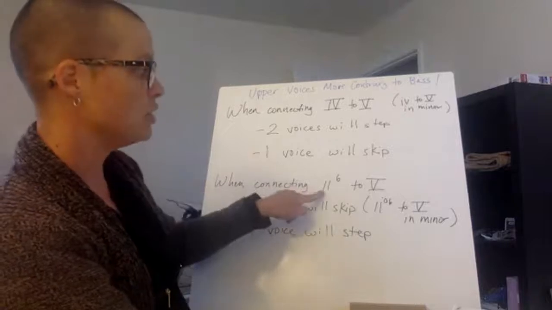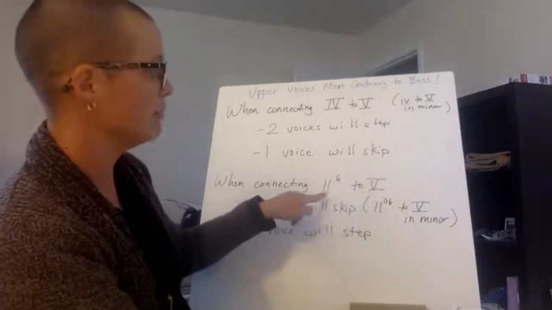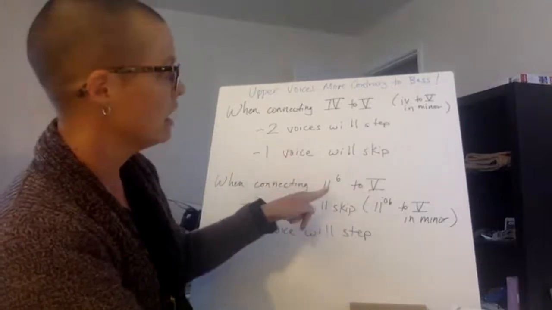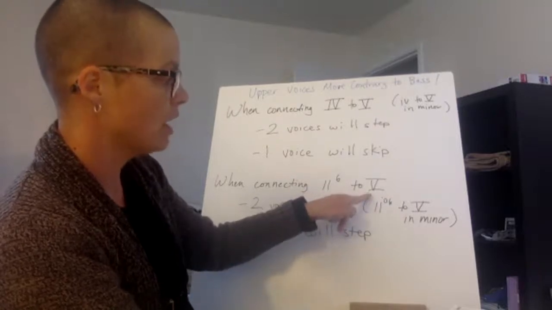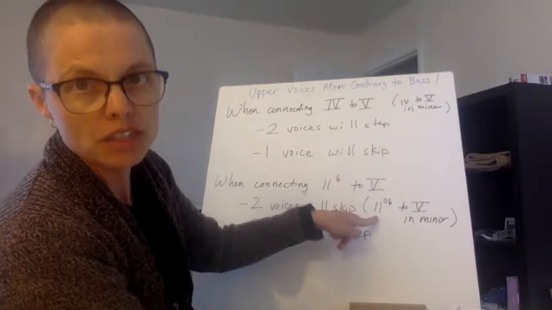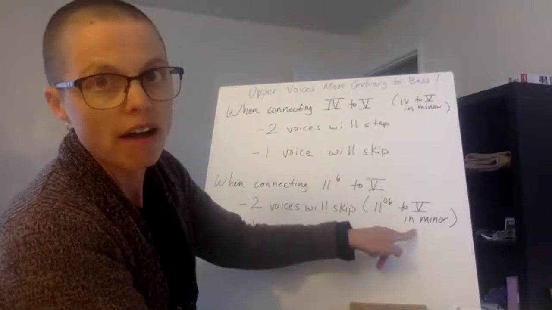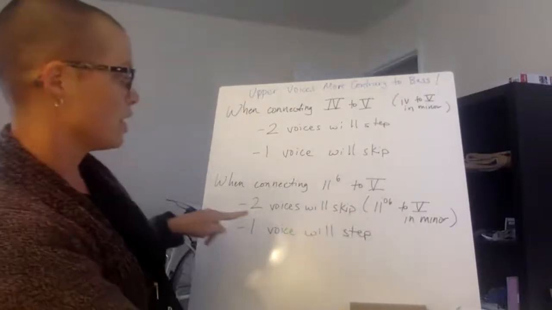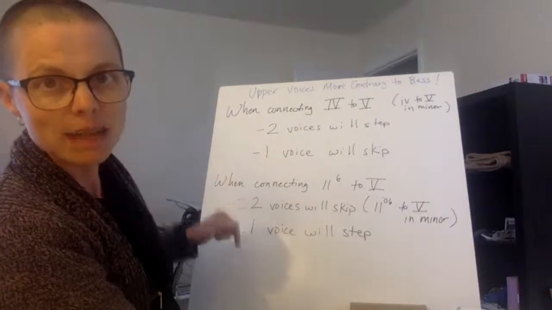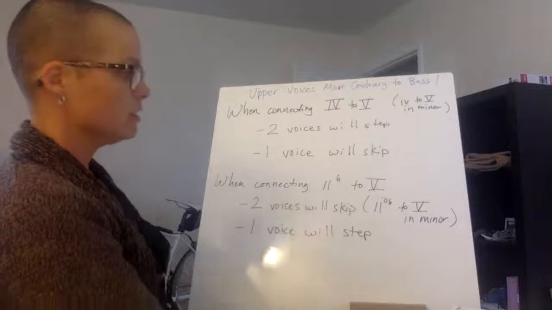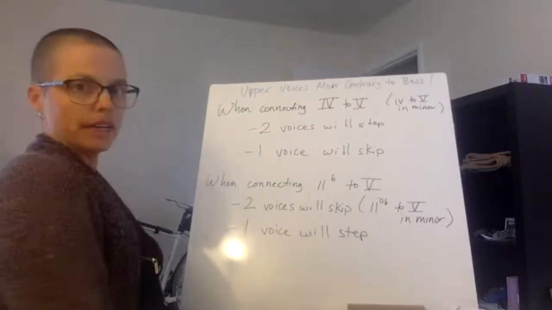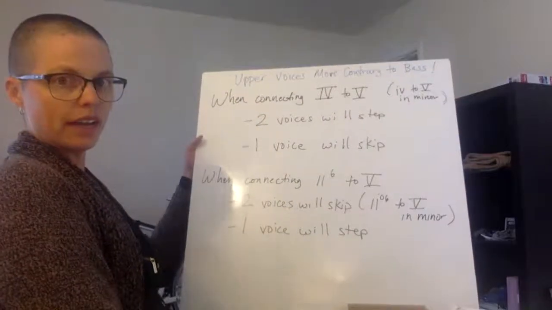When you're connecting a 2 chord to a 5 chord, so it'd be minor 2 6 usually in a major key going to major 5 in a major key, or 2 diminished 6 connecting to major 5 in a minor key, what you're going to have is 2 voices skipping down and 1 voice stepping down, okay? So take a look at this really quick. Hopefully you can see it okay.